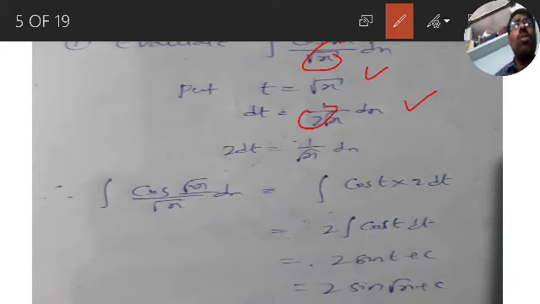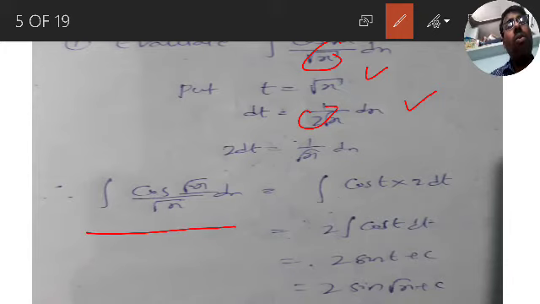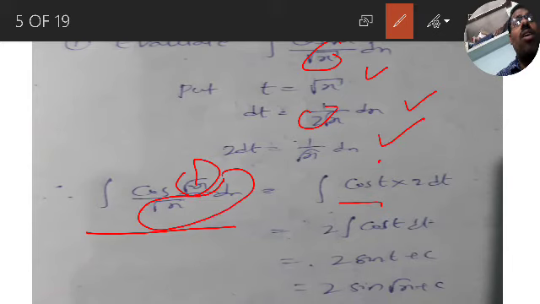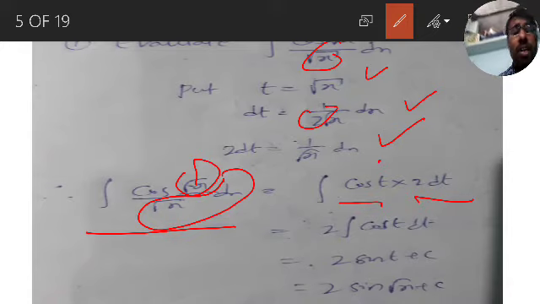Now, substitute in the given problem. Therefore, what do you have? Integration of cos of square root of x by root x into dx. In place of root x, you have to put t, and in place of 1 by root x into dx, you have to write 2 dt. So, integration of cos t into 2 dt.